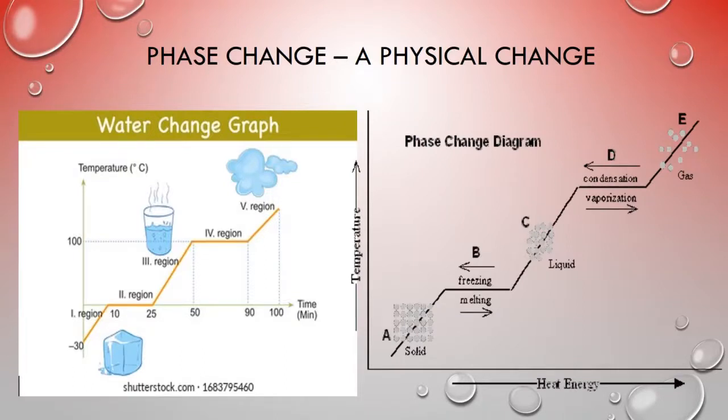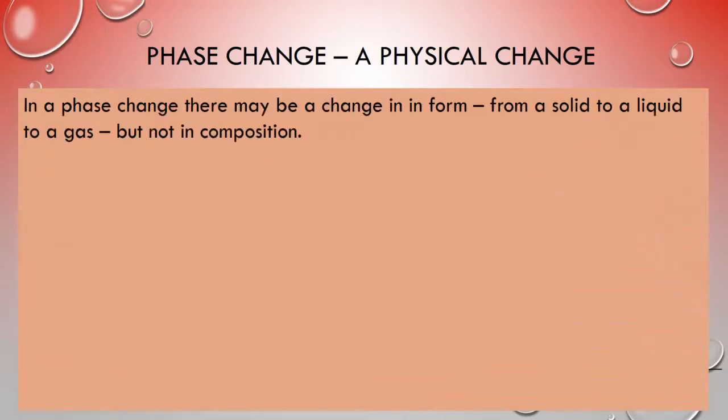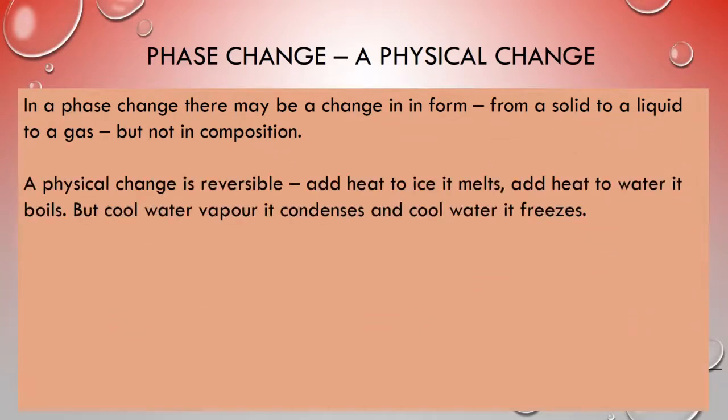As you can see in the next graph, the particles are arranged in a regular pattern. When you heat it, it becomes liquid, less order, and gas particles are far apart. So from solid to a liquid is melting, from a liquid to a solid is freezing. Condensation is when gas goes to a liquid, and boiling is when it goes from a liquid to a gas. So in a phase change, there may be a change in form, but not in composition. These physical changes are reversible as seen by those arrows.